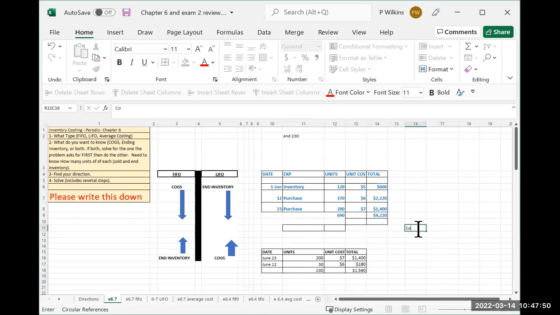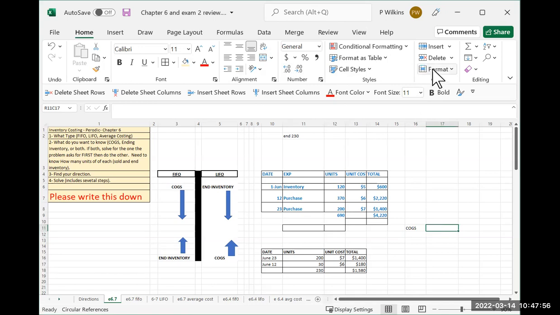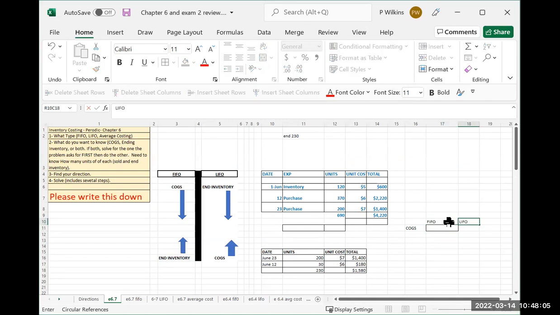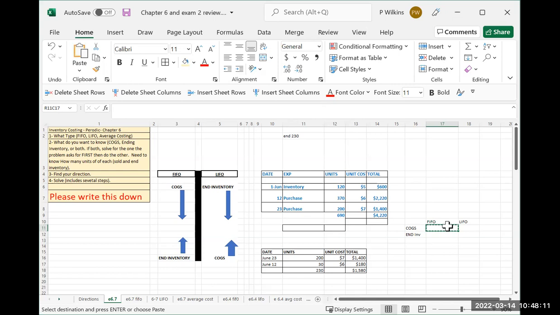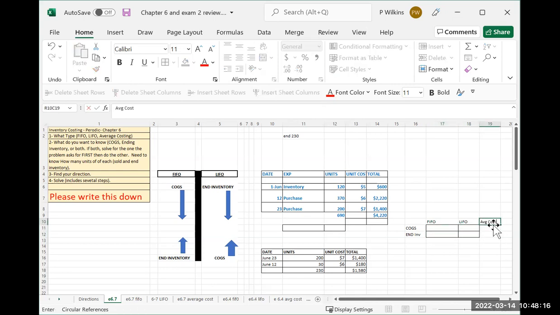It's either going to say cost of goods sold or it's going to say COGS. And then there's going to be a box there. And they're going to want to know what the cost of goods sold is. And so they might have it like this. It might be FIFO, and they might have LIFO, and then they might have ending inventory. I'm kind of showing you how it might look on your exam and on your homework. So it might look something like this, okay? And all they want are the answers.